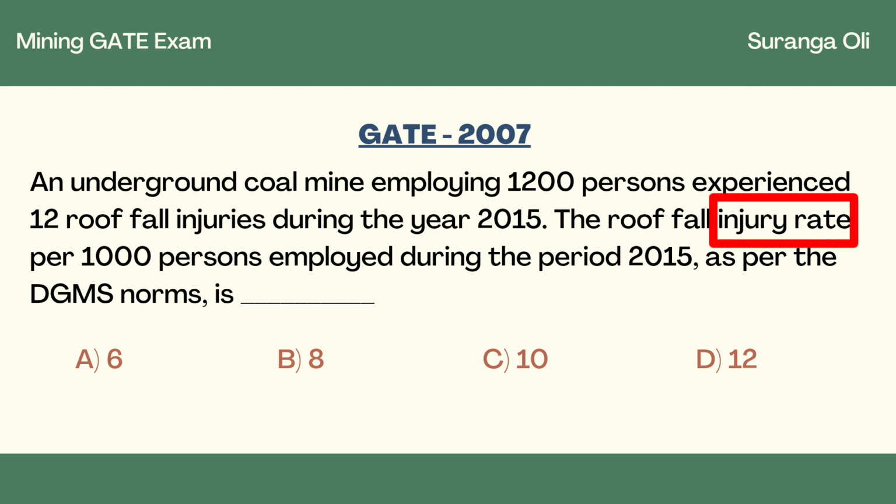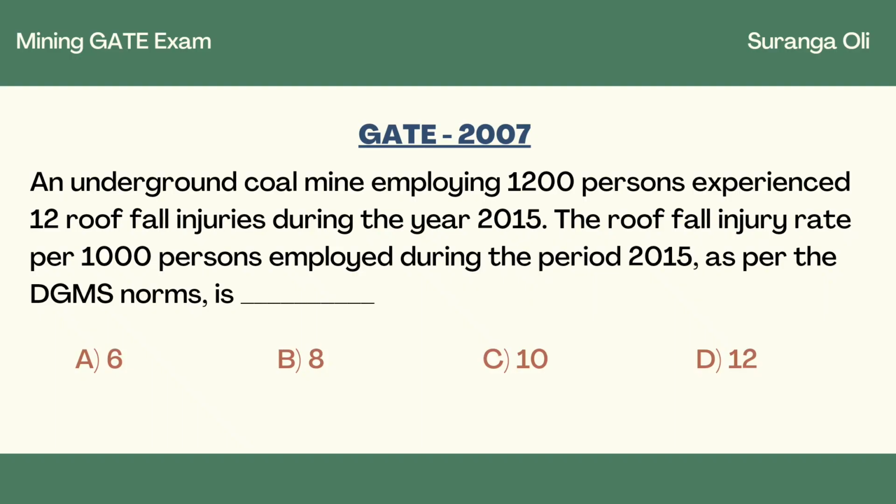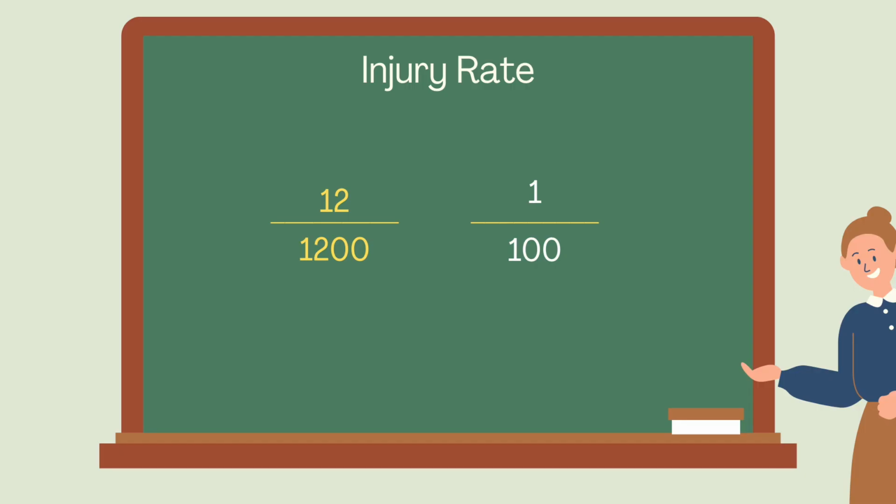Whenever we see the word injury rate in our question, let's remember our formula. Total number of injuries divided by total number of persons employed. In this question, the total number of injured is 12 and the total number of persons employed is 1200. Substitute this value in our formula. So, 12 divided by 1200. On solving, we are getting 1 by 100.